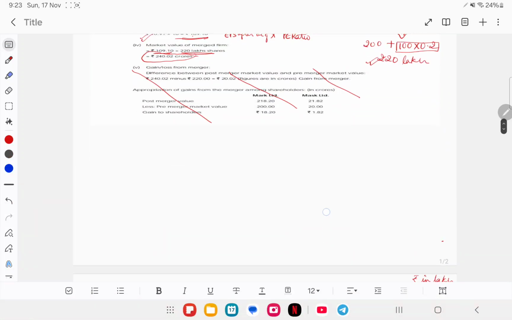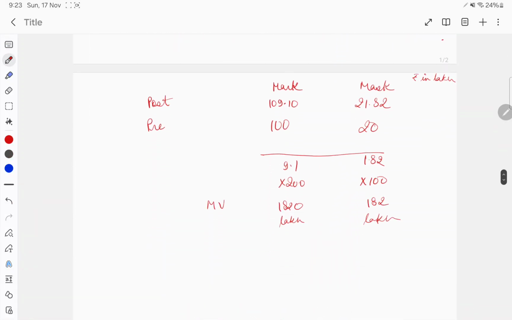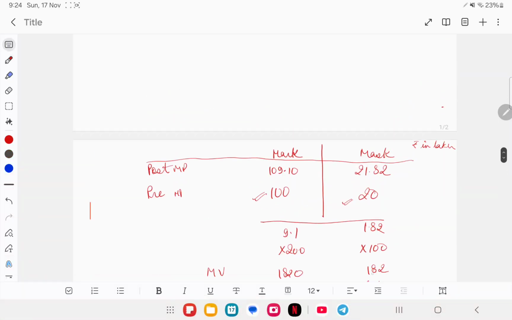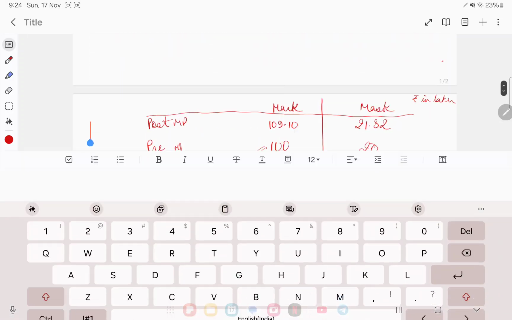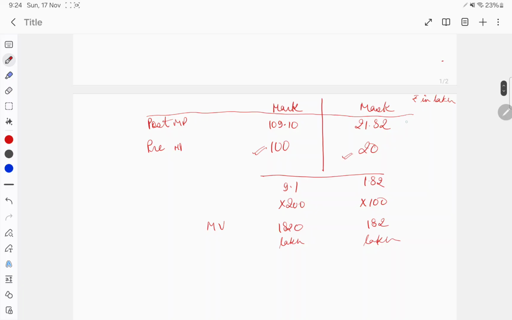For this, you have to make two columns, that is pre and post acquisition market price. The pre-acquisition market price for Mark Limited was given as 100, and for Mask Limited it was rupees 20. Post market price for Mark you have calculated here, which came to 109.10. You will write it as it is. For Mask, what you will do, the market price of Mark into 0.20, that was the swap ratio.